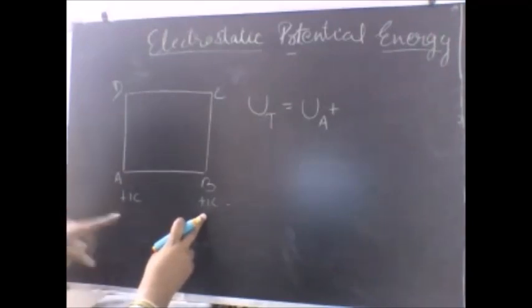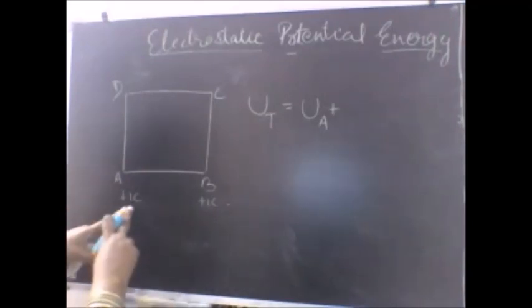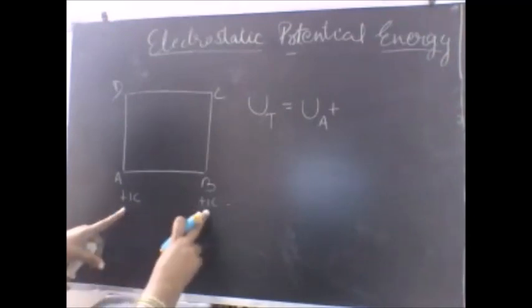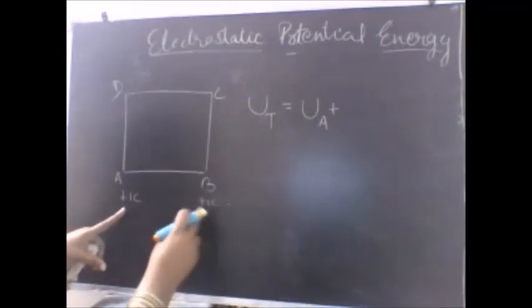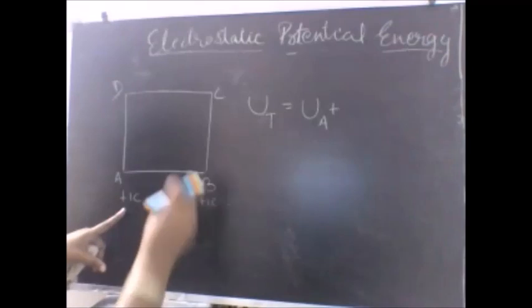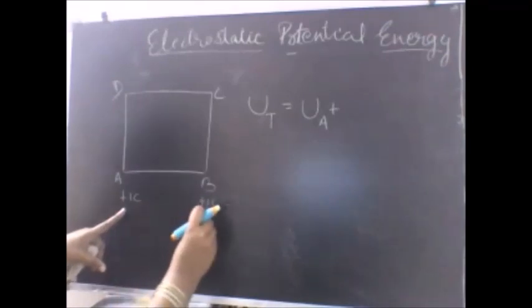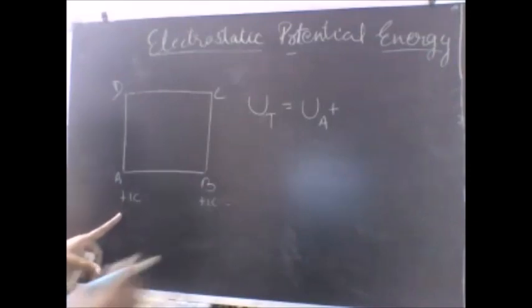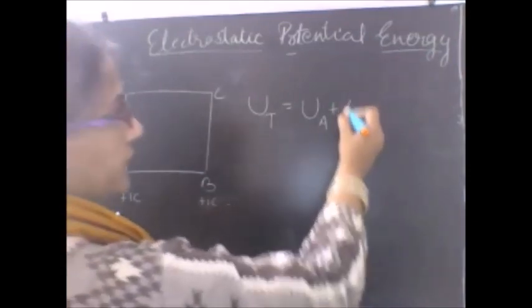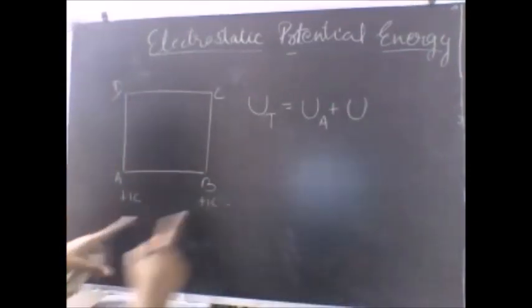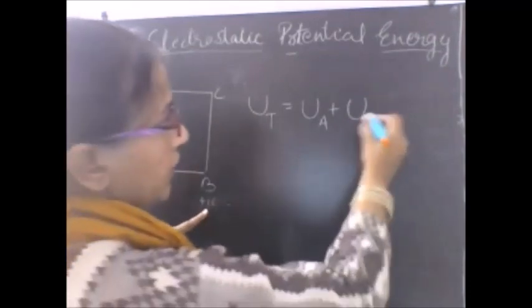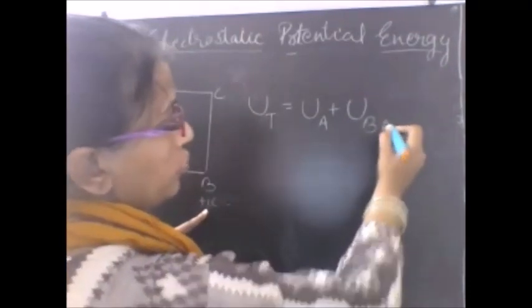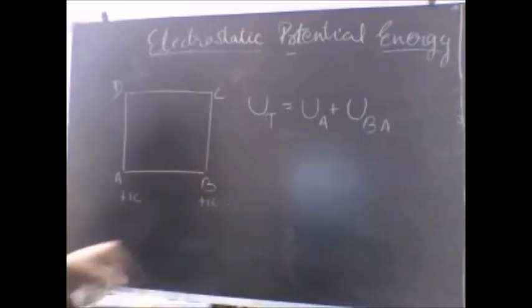Isn't it that this source charge has the tendency to repel it, and I need to do some effort against that repulsive force so that I can bring it at the point B. So the effort that I am doing will be stored in the form of potential energy. So I will say that the second term here will be the potential energy stored at the point B due to the source charge A.